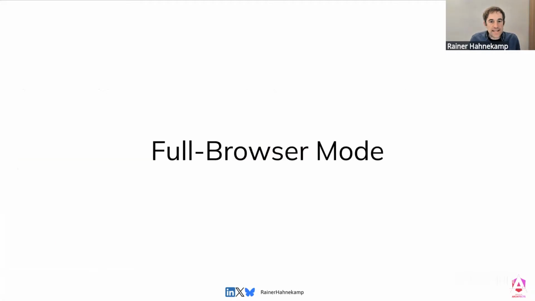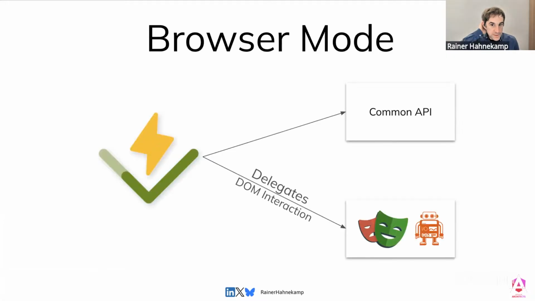Good, then let's start with the full browser mode. So what is the full browser mode? If you think about Vitest as a normal testing framework, like with Jasmine or Jest, then we know that we have these common APIs. We have commands where we can define certain tests, we can assert something, and then very often, when it comes to component tests, we also want to directly talk to the DOM itself.